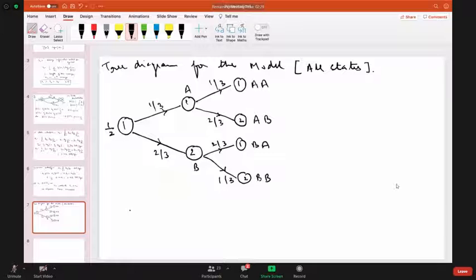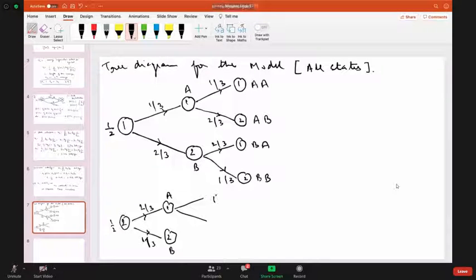Then quickly doing the same thing for state 2. Suppose you are in state 2, which also has a probability of half. You can either go to state 1 or you can go to state 2. When you go to state 1, the symbol emitted is A, and here the symbol emitted is B. The transition probability is 2 by 3 here, and here the transition probability is 1 by 3. Then from here, you can again go to 1.